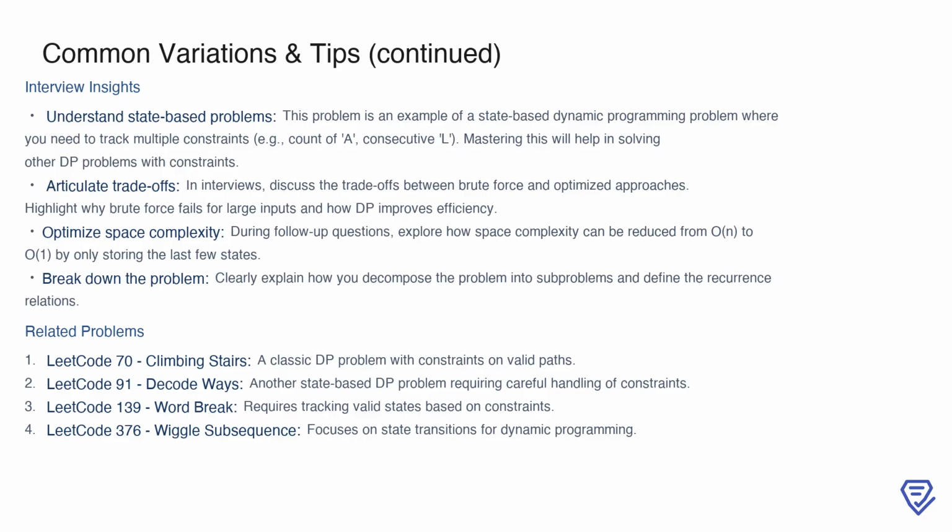Space complexity is another key area interviewers might focus on. Discuss how you can reduce space usage from O(n) to O(1) by storing only the last few states. Breaking down the problem into subproblems and defining the recurrence relations is another skill you should showcase. Related problems that can help you practice similar concepts include LeetCode 70, which focuses on valid paths in a staircase problem, and LeetCode 91, which requires careful handling of constraints in decoding ways. Other good examples are LeetCode 139, which tracks valid states for word breaks, and LeetCode 376, which focuses on state transitions in a wiggle subsequence.